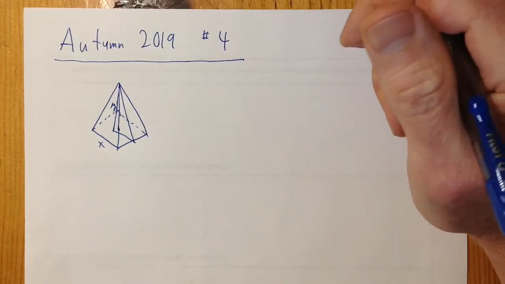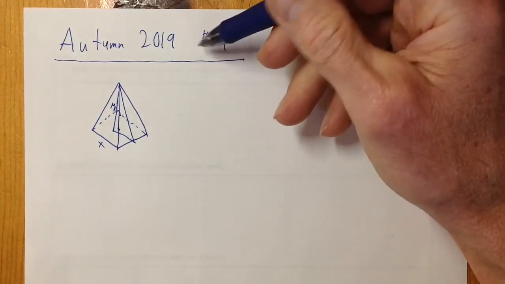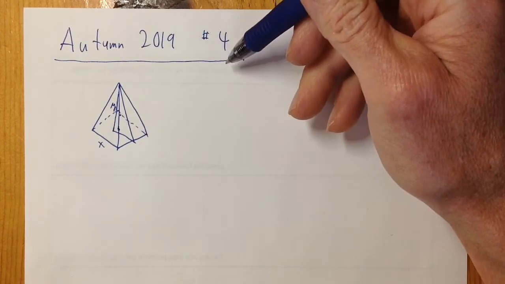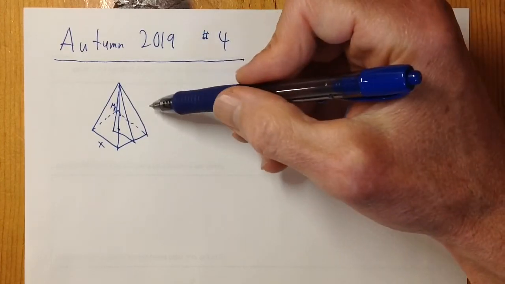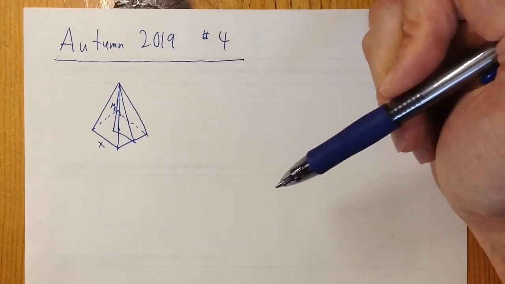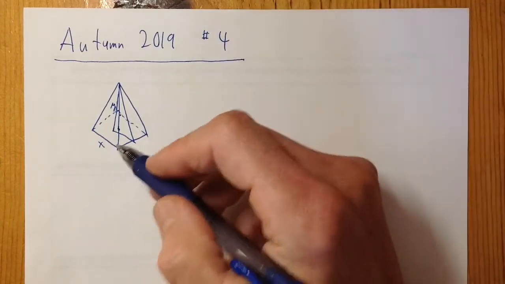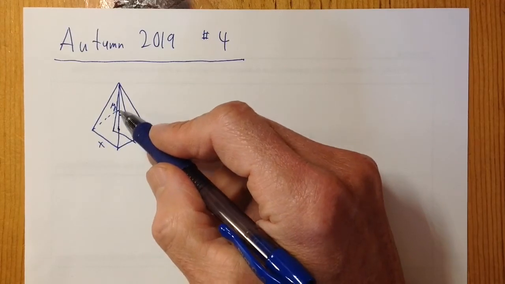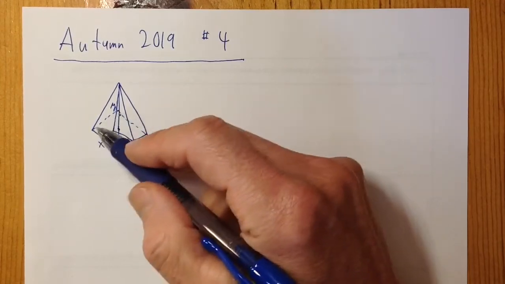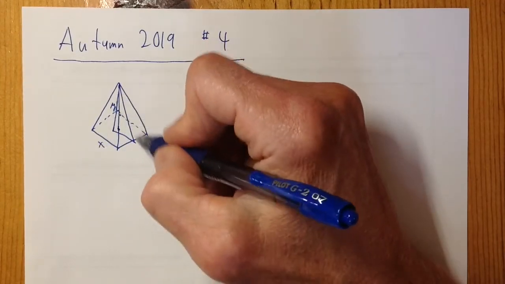Okay, let's go over Autumn 2019 Final number 4. That is the optimization problem, the max-min problem, probably the hard one on this test. And so basically we have a square pyramid. So the base is a square and the sides are isosceles triangles.